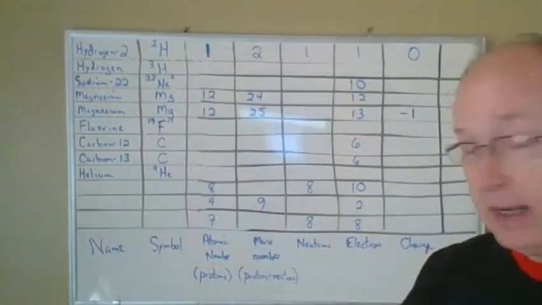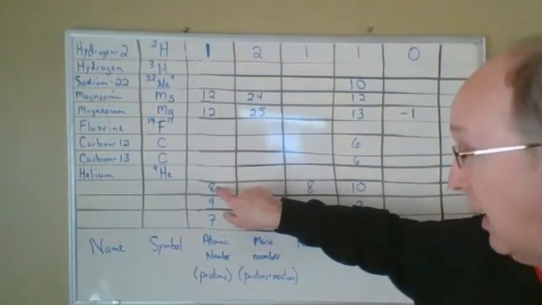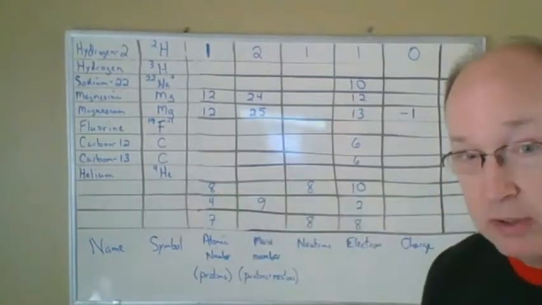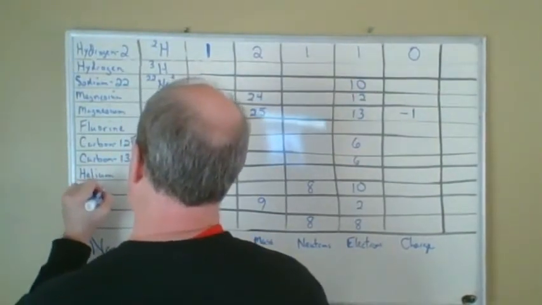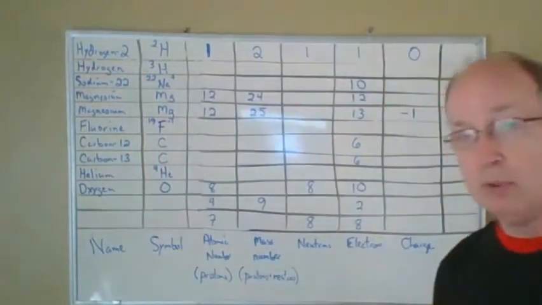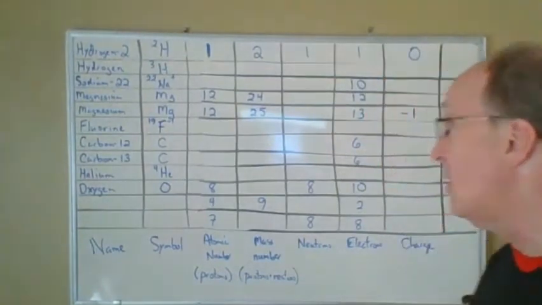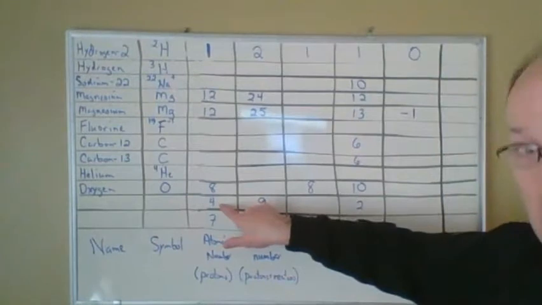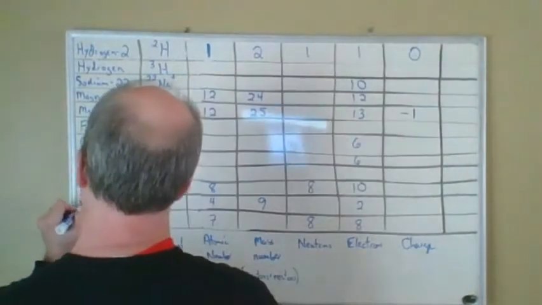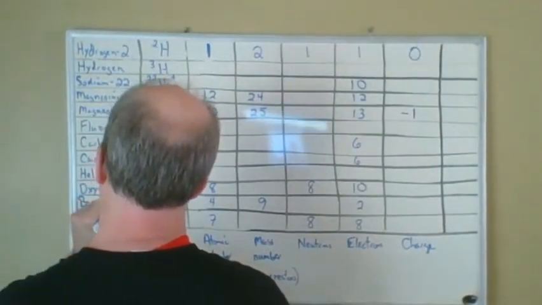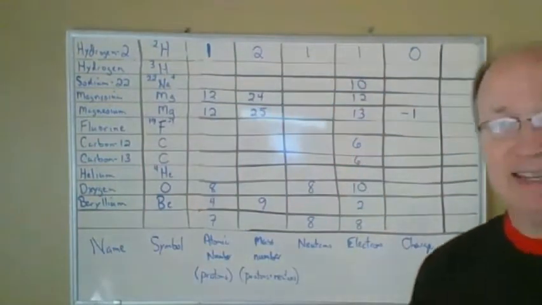If you look at your periodic table right now and find which element has an atomic number of 8, you will see that it is oxygen. And oxygen has the symbol O. If you look for the atomic number 4, you will see that the atomic number 4 is beryllium. Okay. And that has a symbol Be.